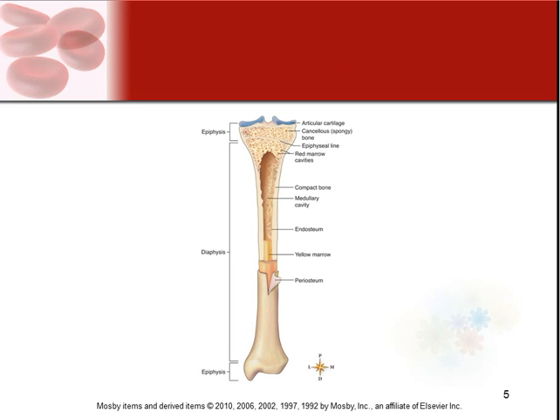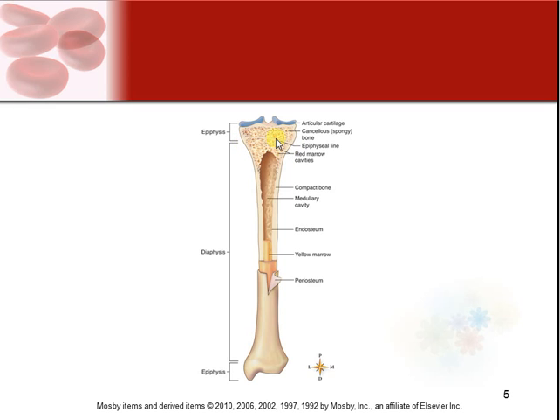And that's just a picture of a bone there. You can see this is your diaphysis right here in the middle. The epiphysis is on the end with these little pads of articular cartilage. Right here is your epiphyseal line. It's also called your growth plate.